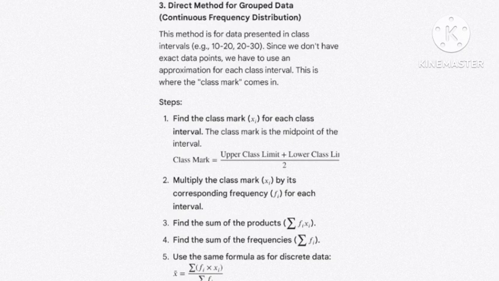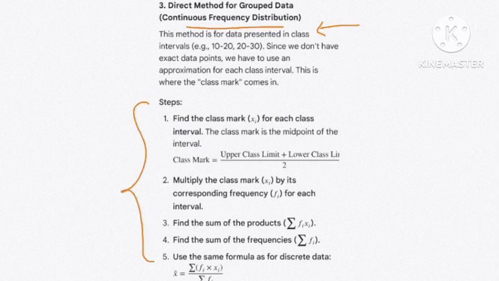Today we'll see how to find the mean by using the direct method for the group data. It is also known as a continuous frequency distribution, and it is an easy method to solve. So, what are the steps to solve this?